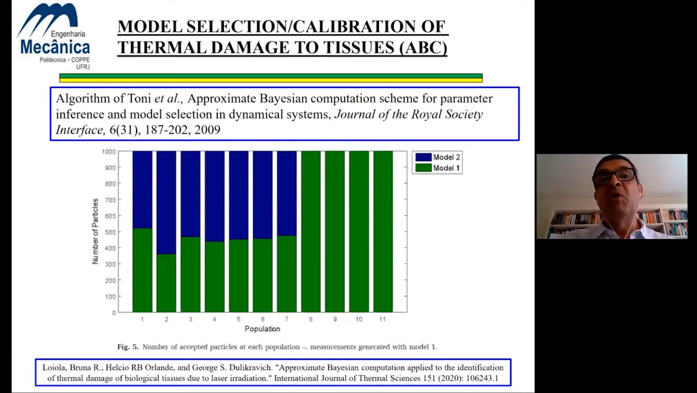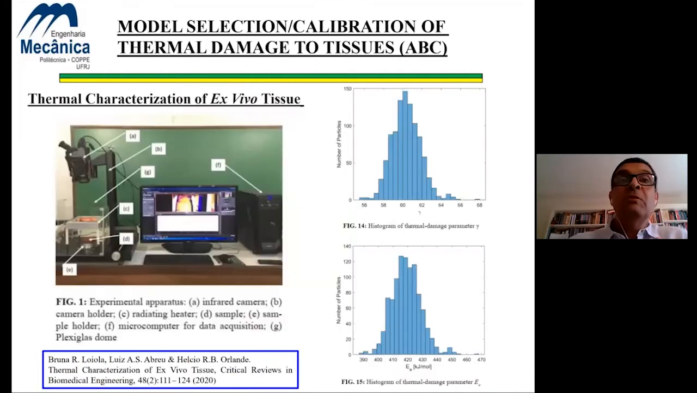And this algorithm was capable of correctly selecting the model and also estimating the parameters of model 1 that were used to generate the simulated measurements in very few iterations, in 11 iterations. Actually, model 1 is the only one selected at iteration 8, but the algorithm also demands fewer iterations after this one to calibrate the parameter values. And this algorithm was also used with actual experimental data that were obtained with an ex vivo muscle tissue, which was heated by a radiating heater. The muscle tissue underwent thermal decomposition, but not actually tissue removal in this case. The histograms of the estimated parameters of the Arrhenius model are shown by the figures here on the right.